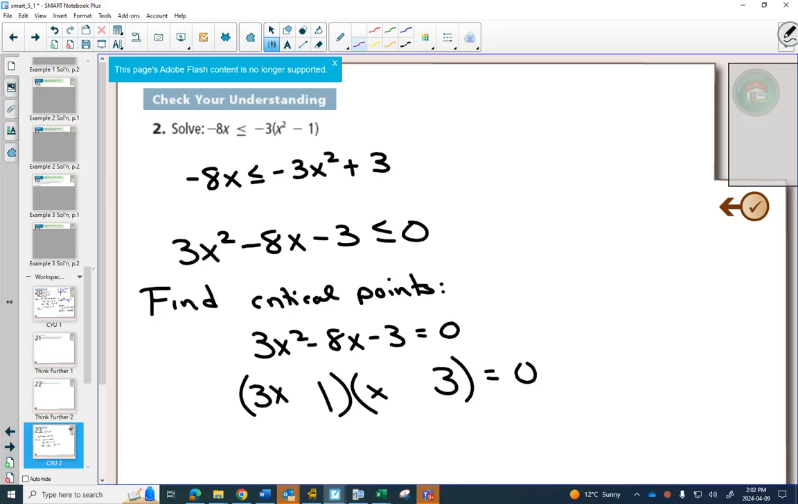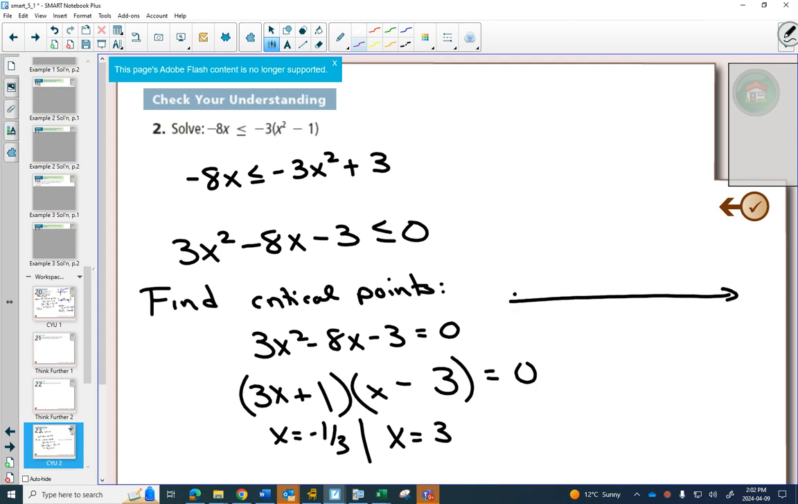Now my outside is 9x, my inside is 1x. If I want negative 8, my outside would have to be negative 9x plus 1x. And again, every time you factor, your very last step should be that you multiply it out in your head just to double check. Does everything match up? Do my first terms still give me 3x squared? Do my last terms still give me negative 3? And my outside and inside make negative 8x. So my critical points are x equals 3 and x equals negative 1/3.